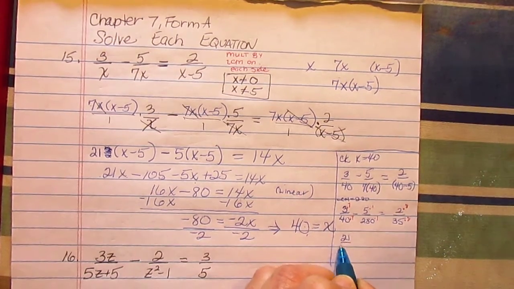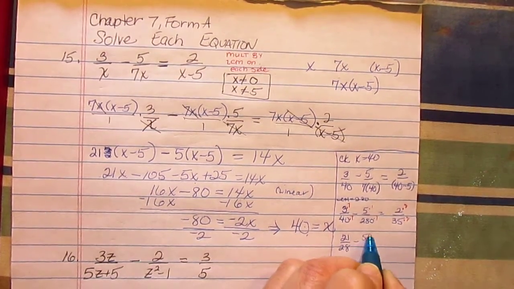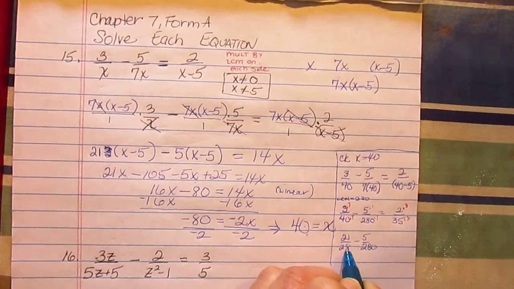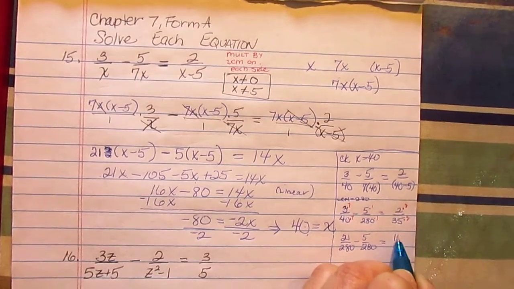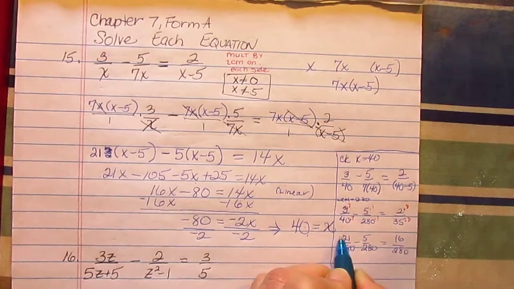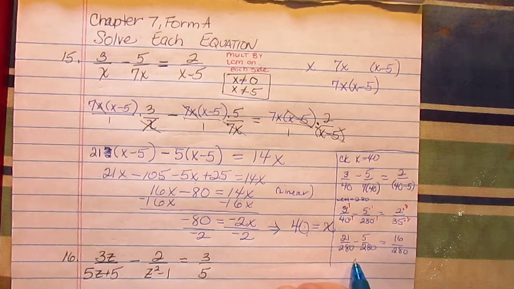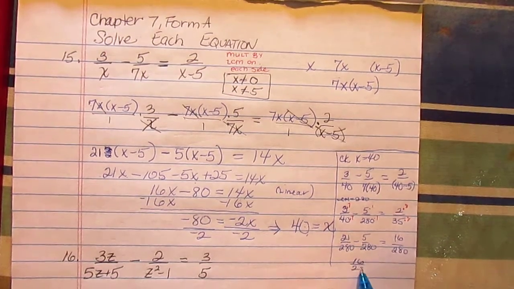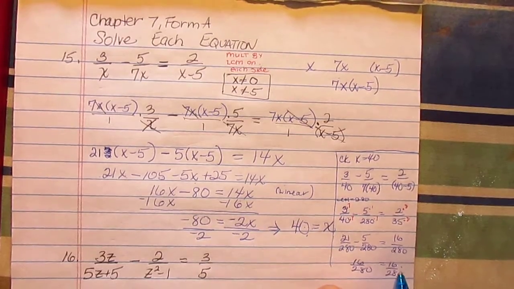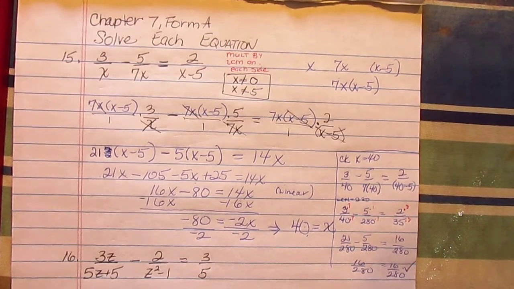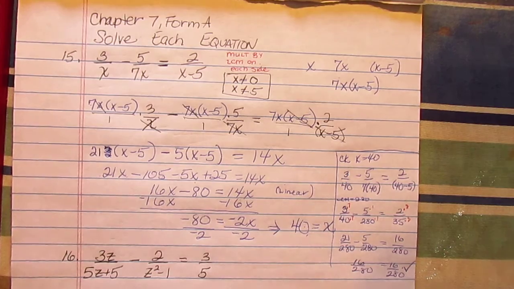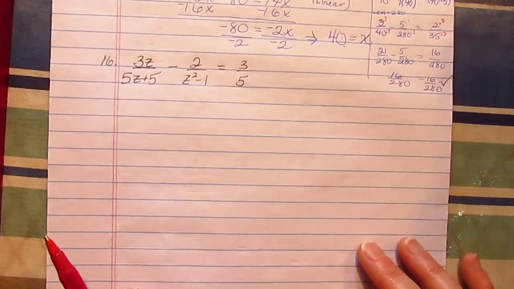21 over 280 minus 5 over 280 equals 16 over 280. With common denominators, add or subtract across the top. 21 minus 5 is 16, so 16 over 280 equals 16 over 280. So that one's right. Number 16. Same thing. Looks like I took some space.